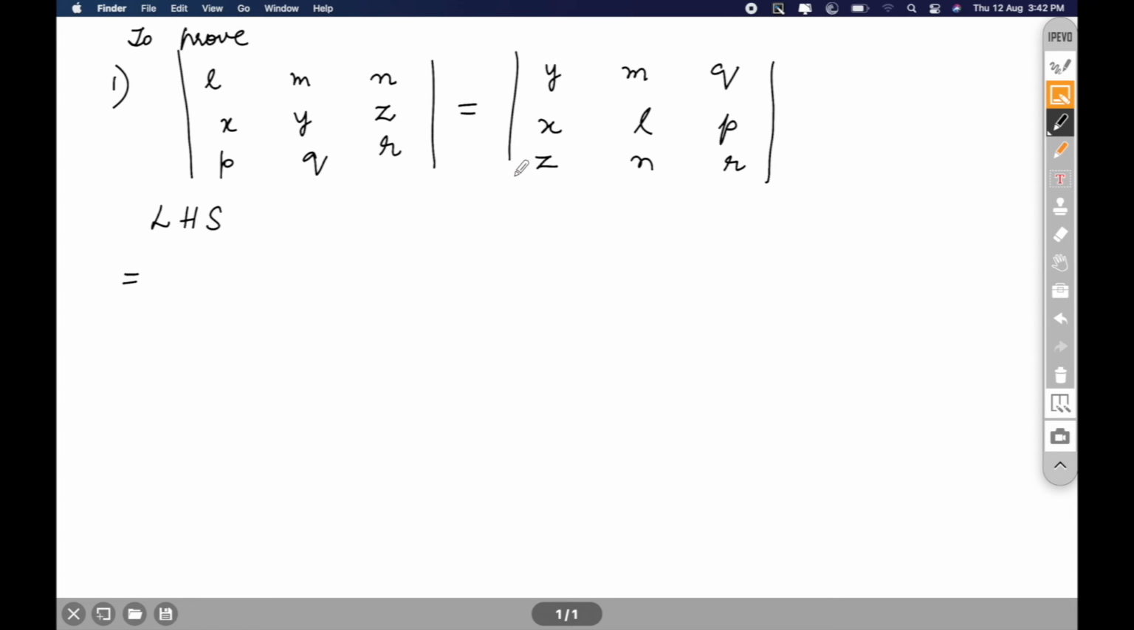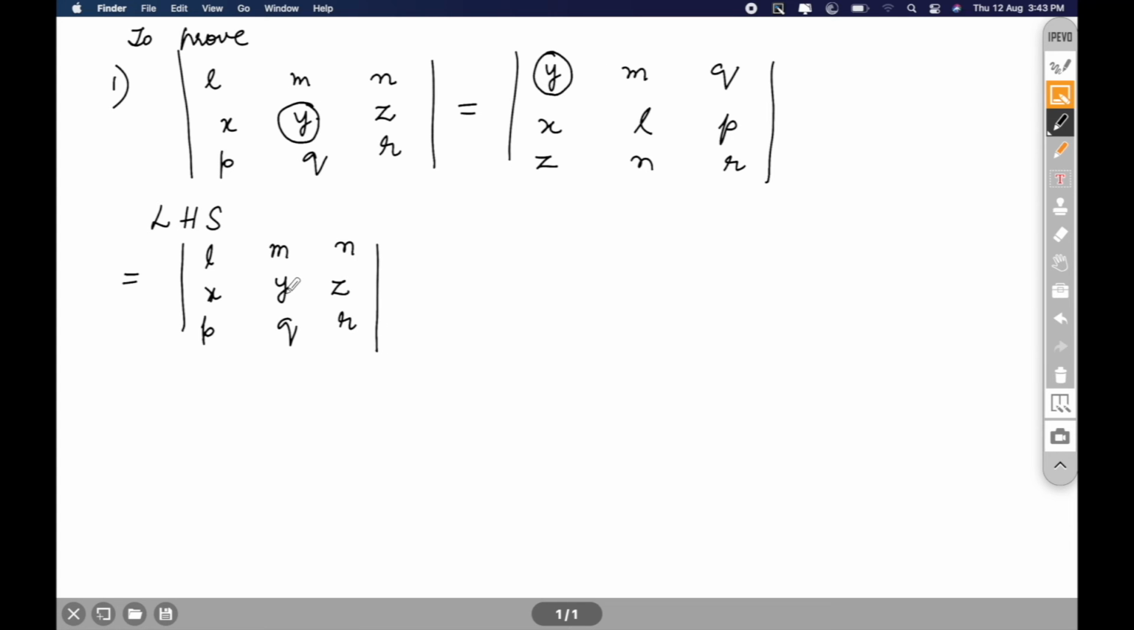Now aim at one particular element from the left hand side. Look at the element Y. Here Y is in the second row, second column. Look at the right hand side. Y is in the first row, first column. So we have to take Y from the second row to the first row, and then we have to shift Y to the first column. So let us do this stepwise. So left hand side, the determinant is L, M, N, X, Y, Z, P, Q, R.